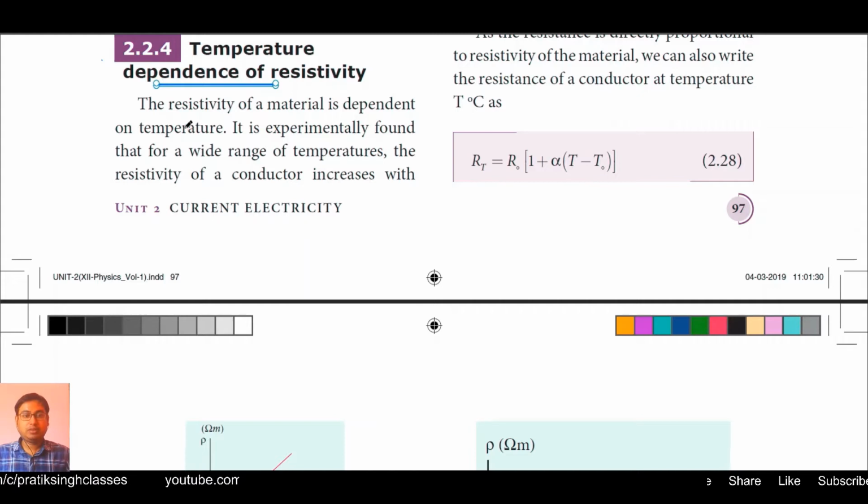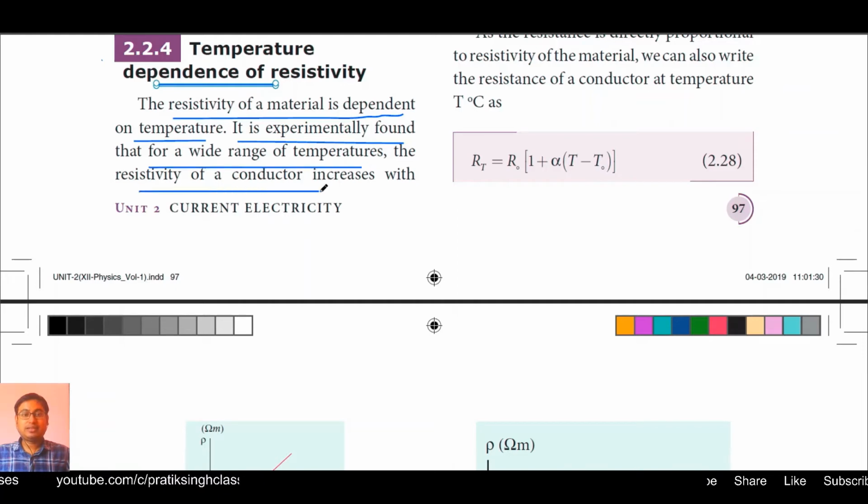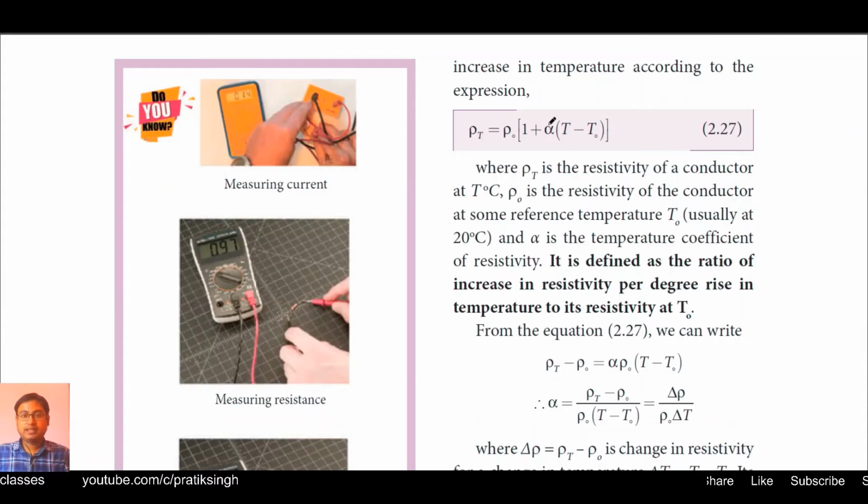Fine, coming to the theory of the book. The resistivity of a material is dependent on temperature. That means if the temperature of the conducting material increases, its resistance will also change. How much it will change, we will see later. It is experimentally found that for a wide range of temperatures, the resistivity of a conductor increases with increase in temperature according to the given expression, that is rho t is equal to rho naught into 1 plus alpha into t minus t naught.